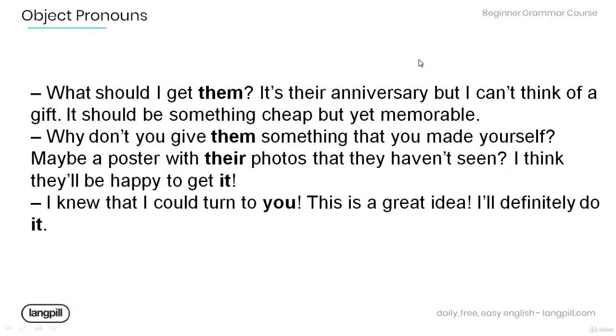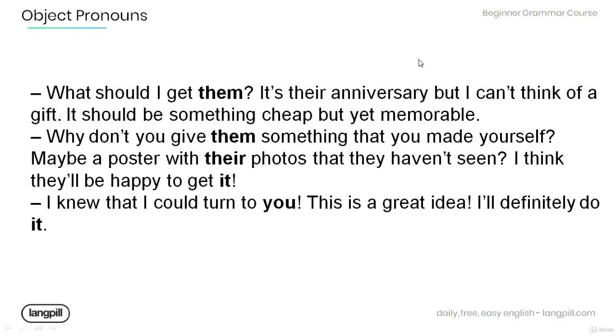Here is a short story using object pronouns. Listen as I read so you can see how they are used in real-life conversation. After I'm done, make sure you understand all the grammar and read aloud yourself so that you can work on your own fluency and pronunciation.